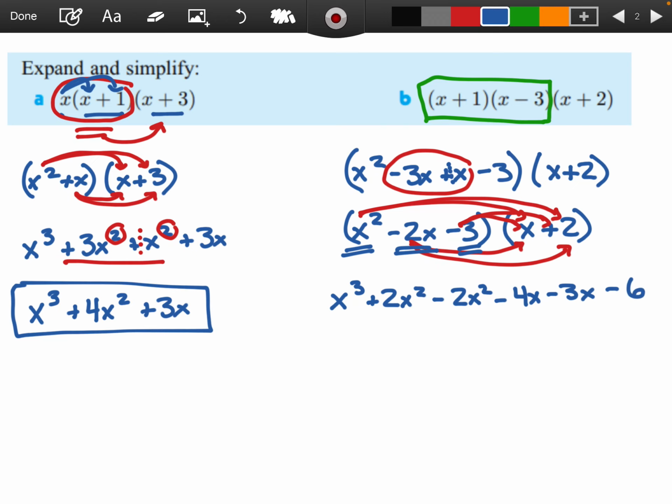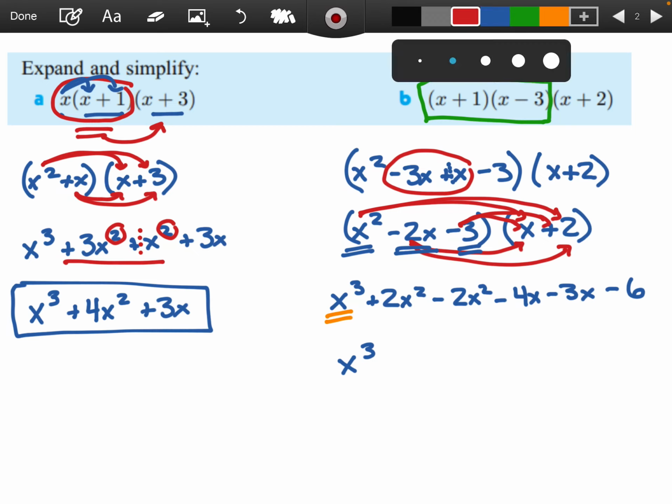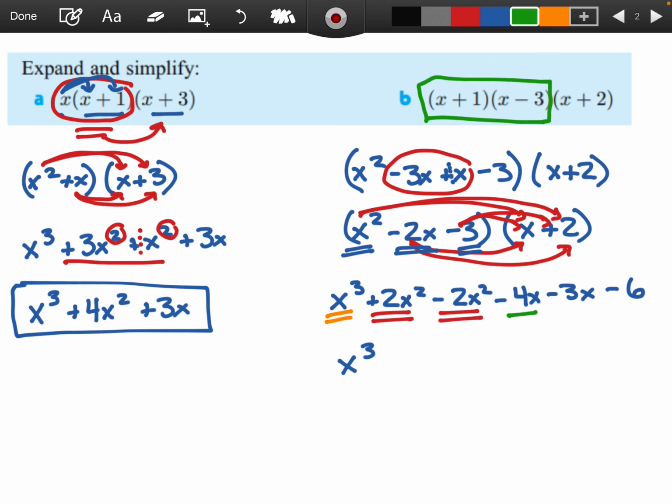So now we collect up everything we can, starting with our highest power of x, which in this case is x to the power of 3. No other x cubed terms, so x to the power of 3 stays as is. Moving over to my x squared terms, there are two of them. Plus 2x squared minus 2x squared means 0 x squared, so that term disappears. Move over to the next. Negative 4x minus 3x.